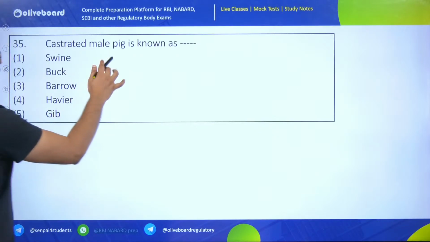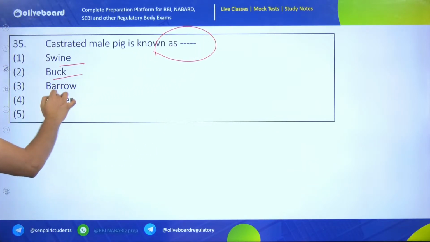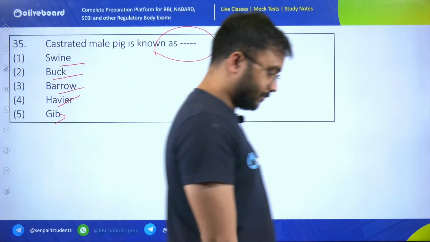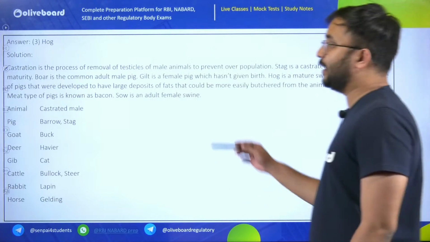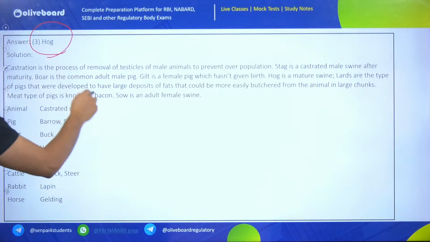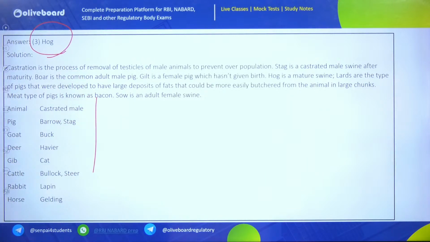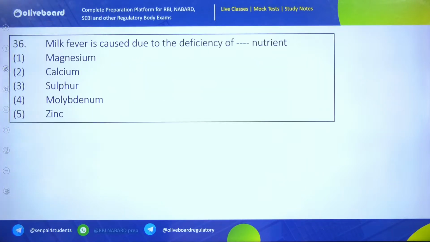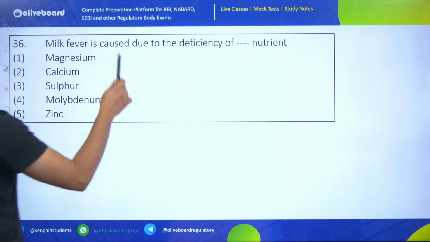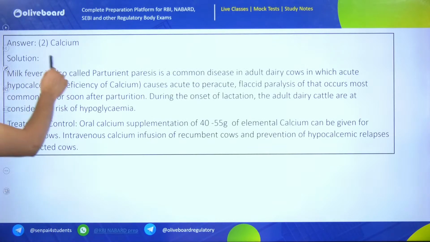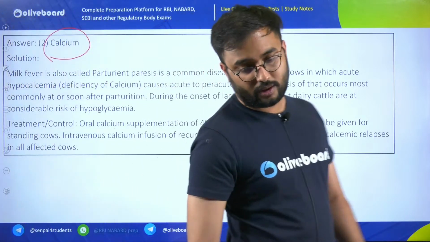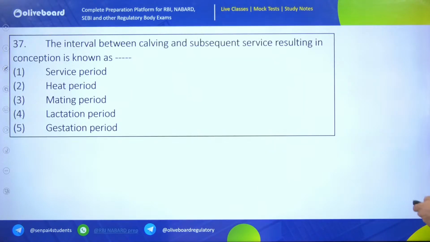The castrated male pig is known as what? Swine, buck, barrow, heifer, gilt. So the answer here is, castrated male pig is called a hog. Okay, so you should remember castrated male names. Milk fever is caused due to deficiency of dash nutrient: manganese, calcium, sulfur, molybdenum, zinc. And the answer here is calcium. Calcium deficiency causes milk fever.